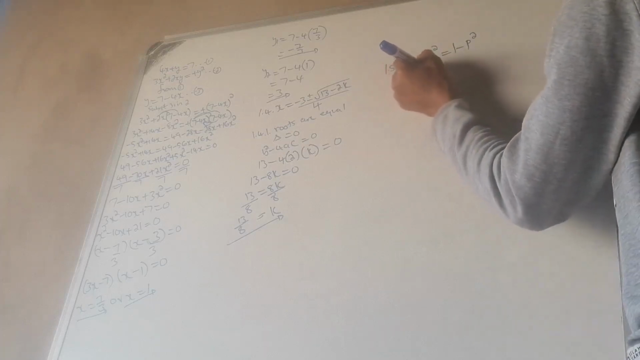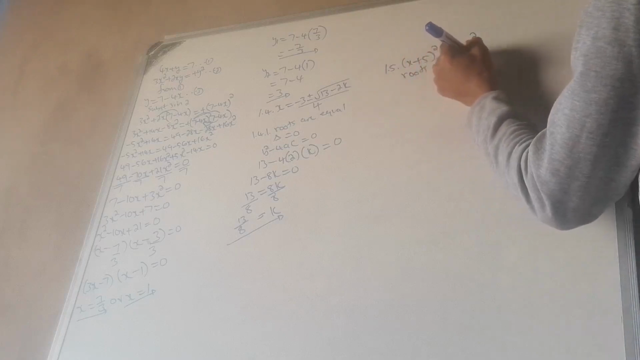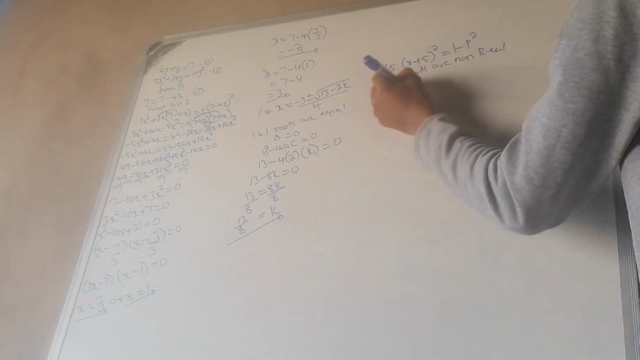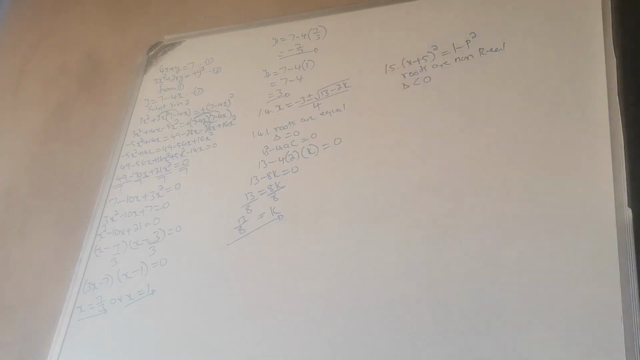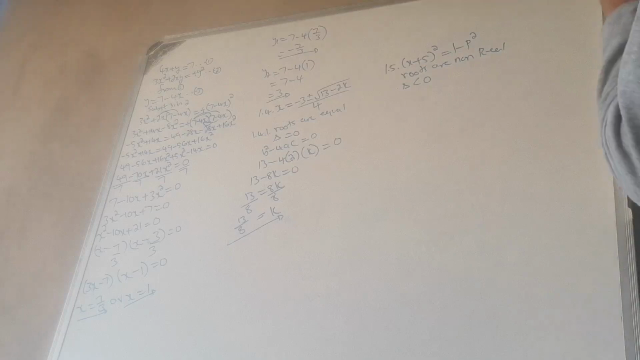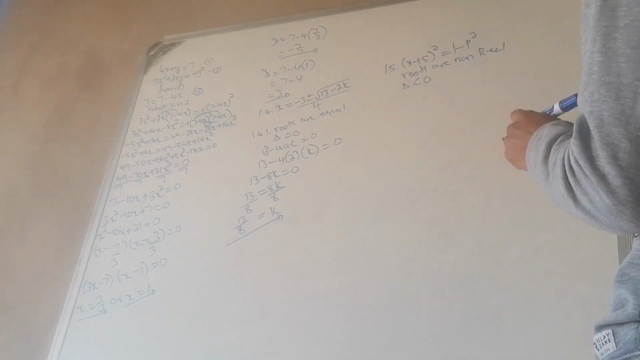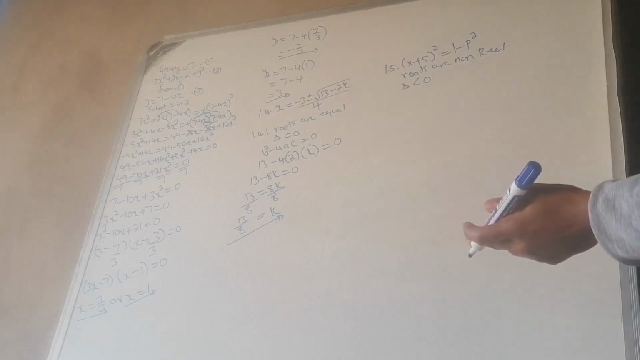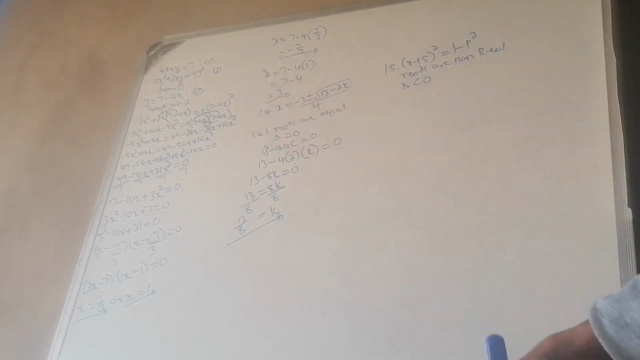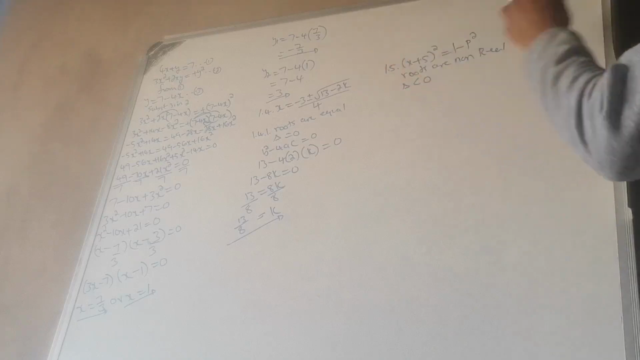The roots are non-real. The discriminant must be less than 0 for the roots to be non-real. The first thing I will do, I must find the value of b squared minus 4ac. I will repeat this 2 times.